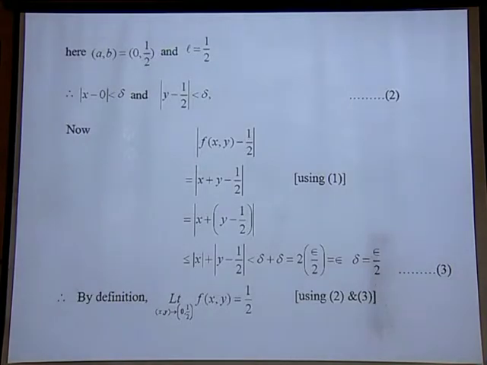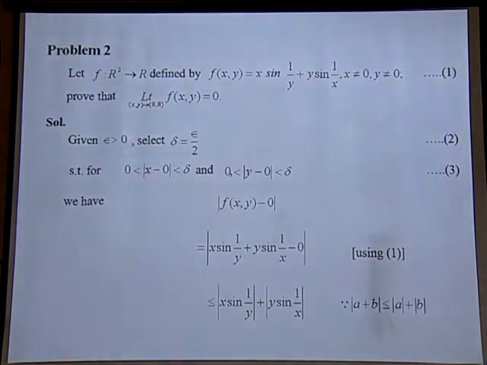So, what we got? Modulus of f of x y minus half less than epsilon for all x minus 0 less than delta and modulus of y minus half less than delta. Then by definition of limit of a function of two variables, we got limit of f of x y as (x, y) tends to (0, half) is equal to half, and hence the result.